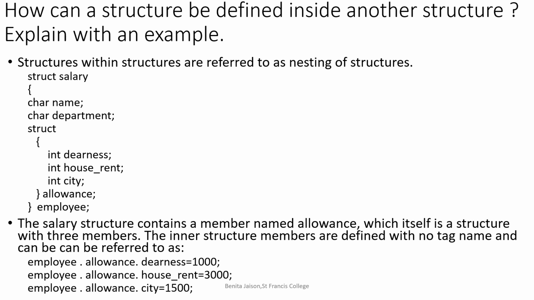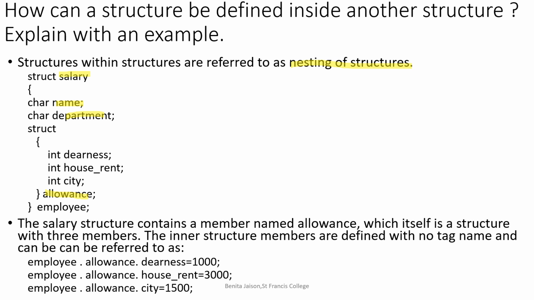How can a structure be defined inside another structure? A structure defined inside another structure is also known as a nested structure, or nesting of structures. In this example, the outer structure has the tag name salary, and it has the member variables name, department, and the third member variable, allowance.